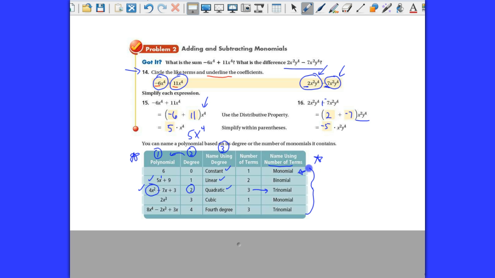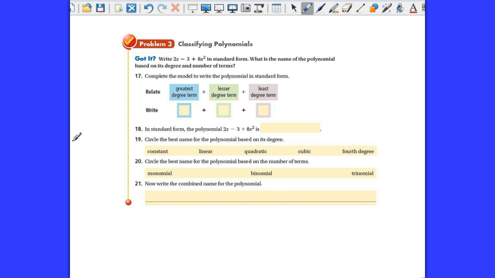It's a lot of confusing things, and I can break it down better for you when I have a little more time, I think. And then let's move on to the next section, and like I said, we will talk about that stuff a little bit later, but I'll go ahead and talk you through problem 3 here. It says, write 2x minus 3 plus 8x squared in standard form, and what is the name of the polynomial based on its degree and number of terms. Okay, a polynomial can be classified based on degree and number of terms. Kind of hit that quickly in the previous one. Like I said, we'll talk about it in class as well.